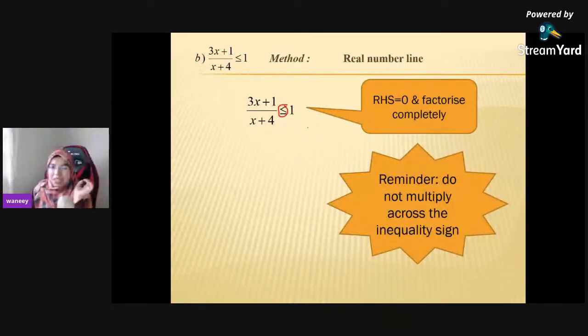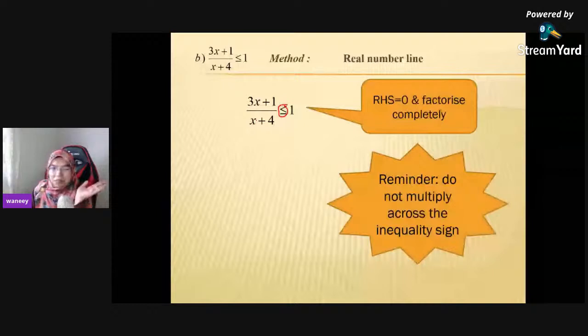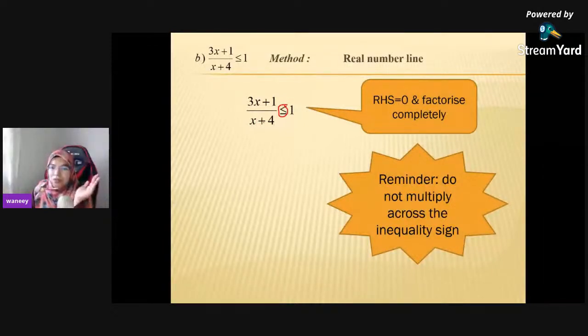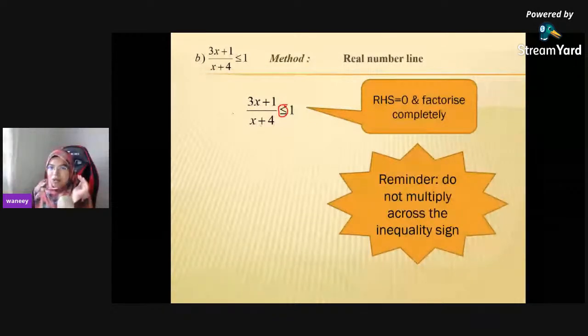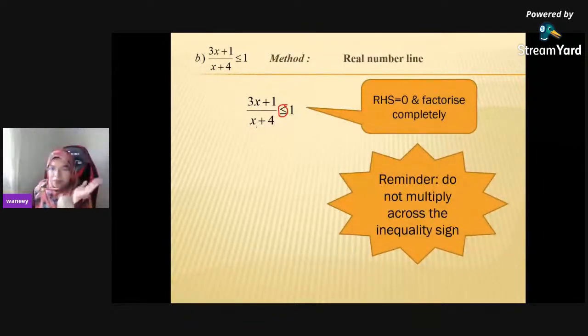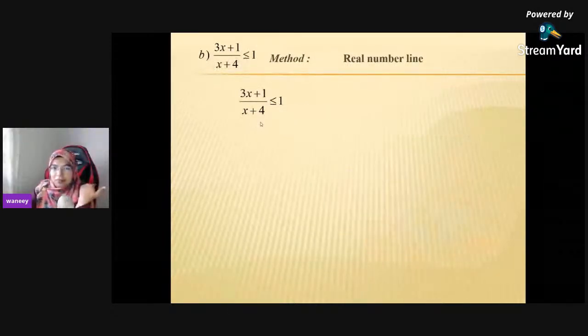Why? If we times with some negative number, we should flip the sign. But since this is x, we do not know whether it is a positive or a negative number. So you should always be careful never to cross multiply. Never cross multiply when you do end up with some rational inequalities. If you have inequalities, never cross multiply. So now bring the 1 to the left hand side.